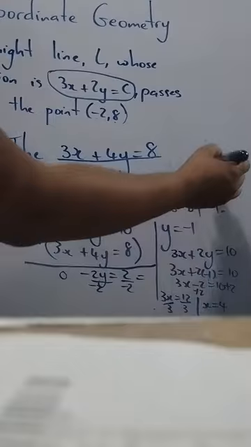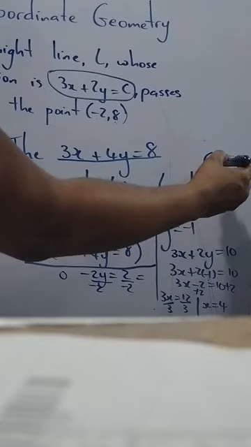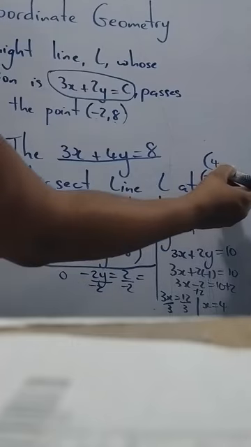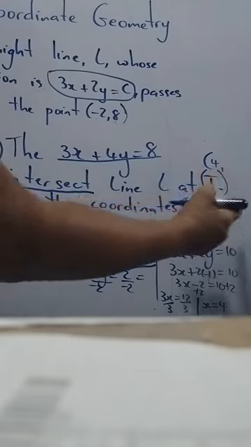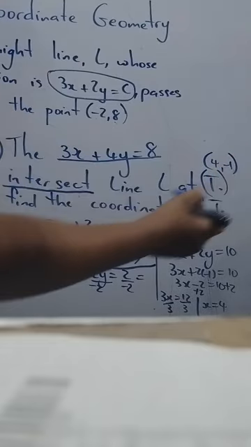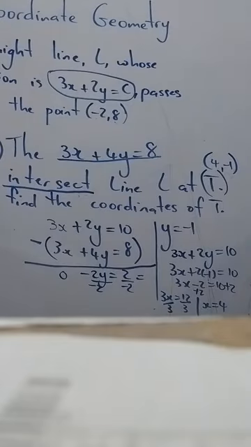So the point T would have coordinates. X comes first at all times. X comes first when you're writing a coordinate. So that will be, sorry, positive 4 and negative 1. That would represent the coordinates of T.